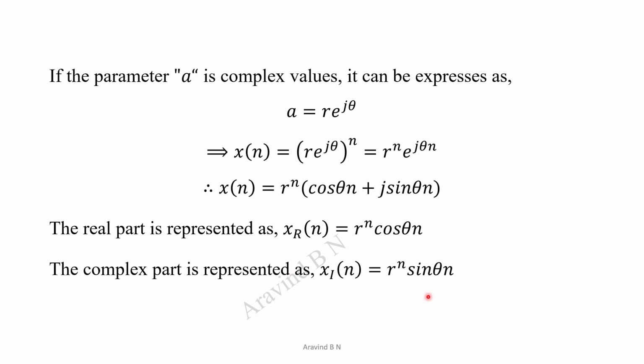So that is what is being represented here. XR represents the real valued representation, and XI indicates the imaginary valued representation.